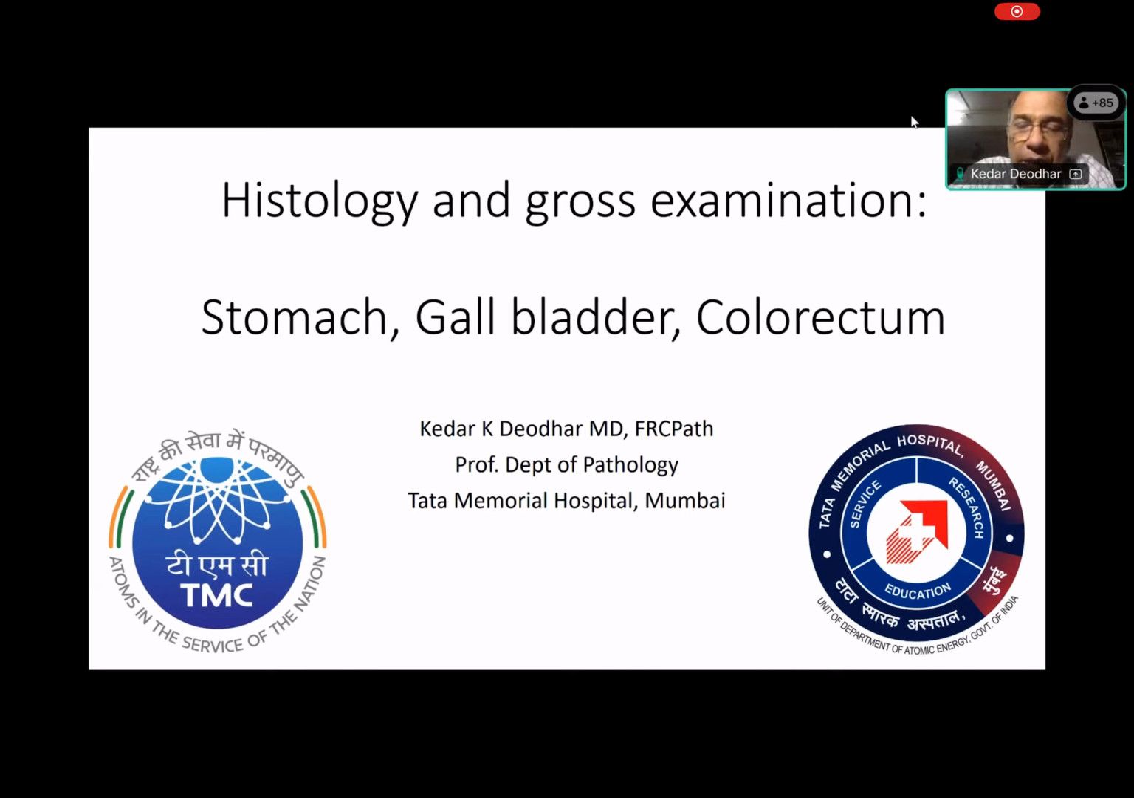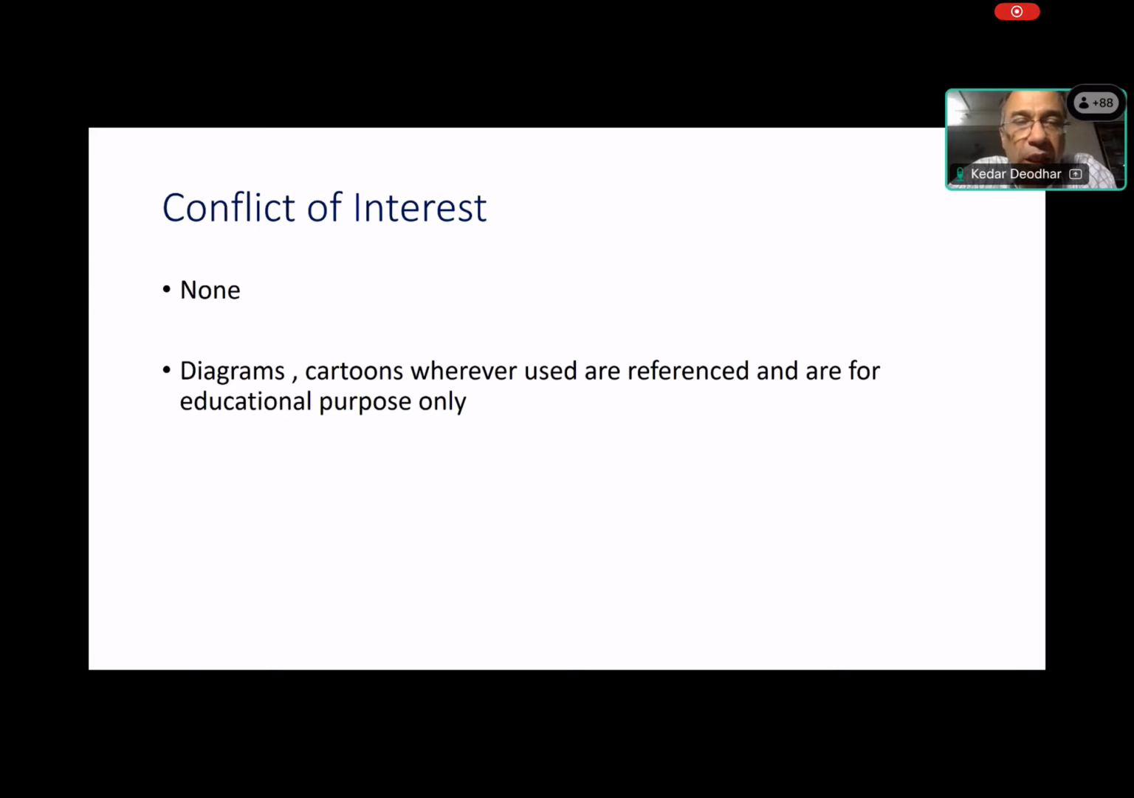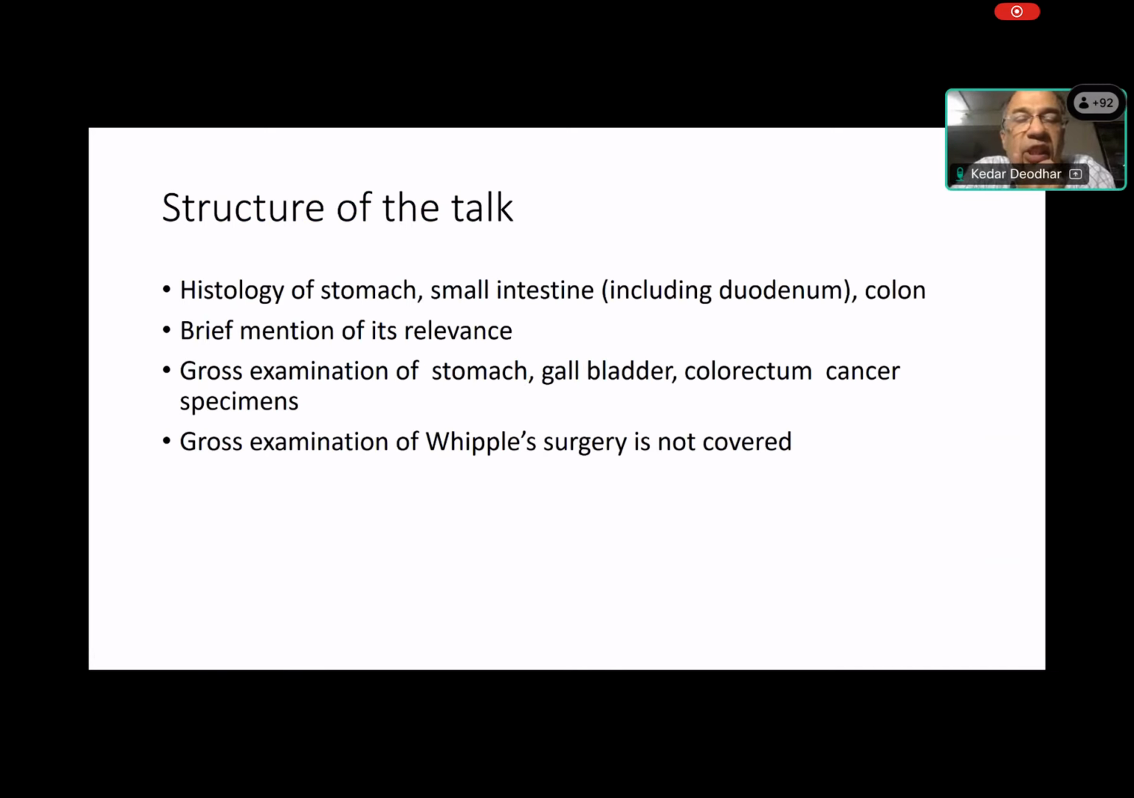We do work with cancer, so to some extent these are tilted towards cancer specimen grossing. A little bit on histology, and then we'll move on to the grossing. Conflict of interest: none. I've used some diagrams and cartoons, but wherever they are used, I've referenced them and they are for educational purposes only.